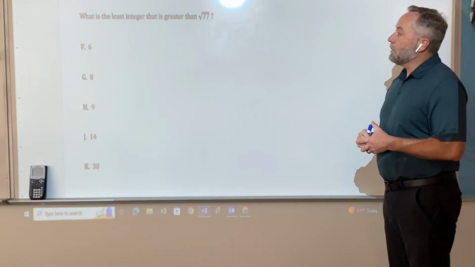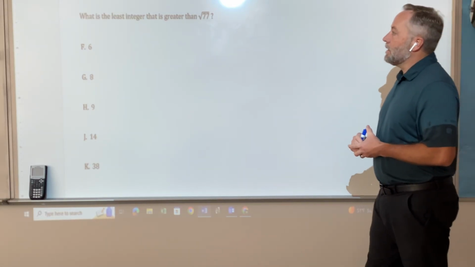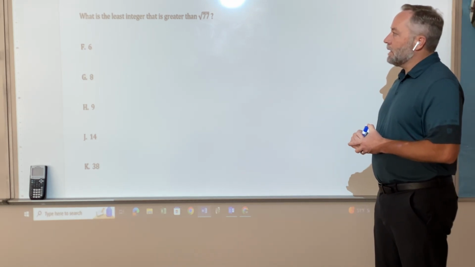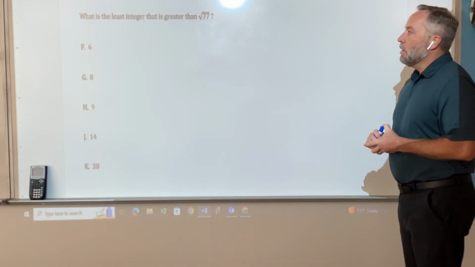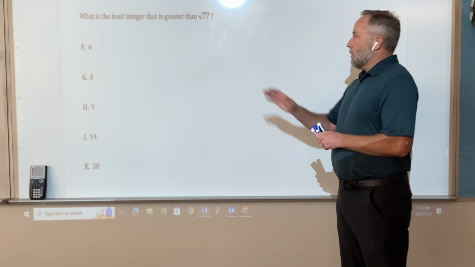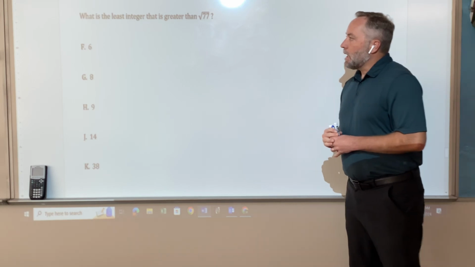This question is hopefully pretty straightforward, but tests our knowledge of some terminology: what is an integer? The wording is a little bit tricky, so let's take a look. What is the least integer that is greater than square root of 77? A couple ways you could do this.